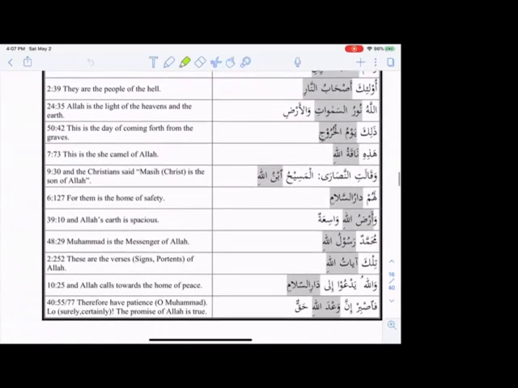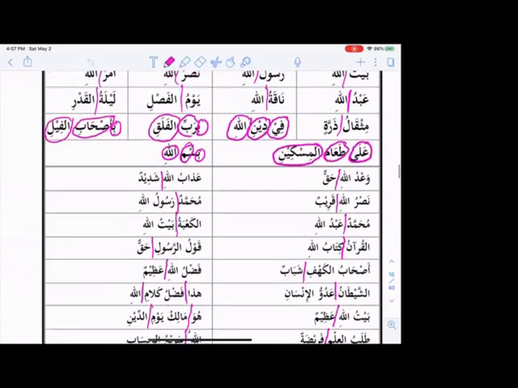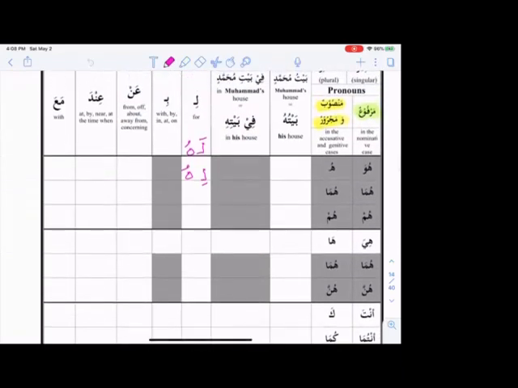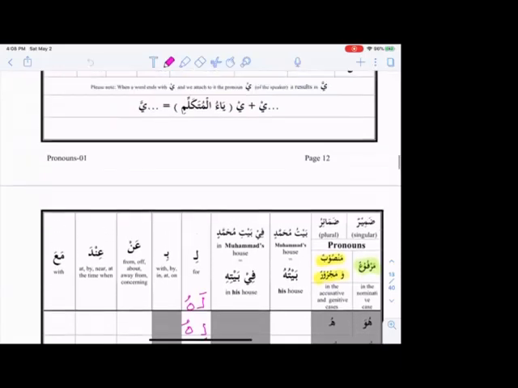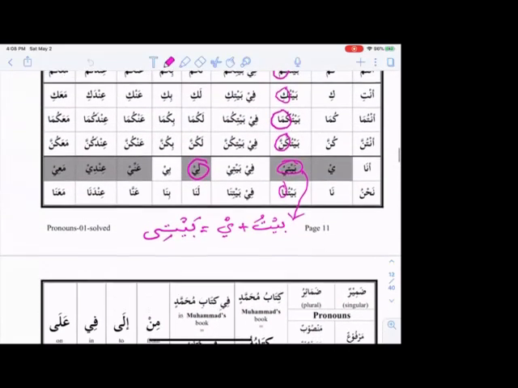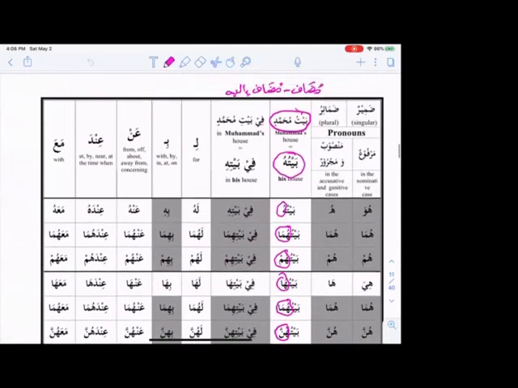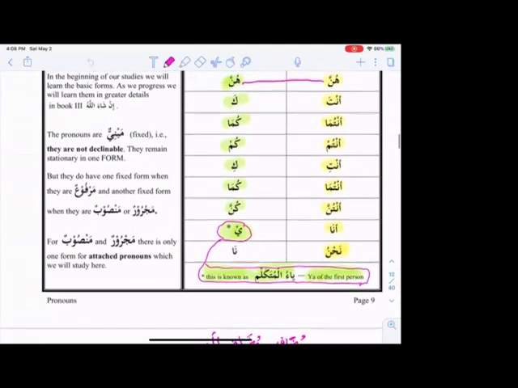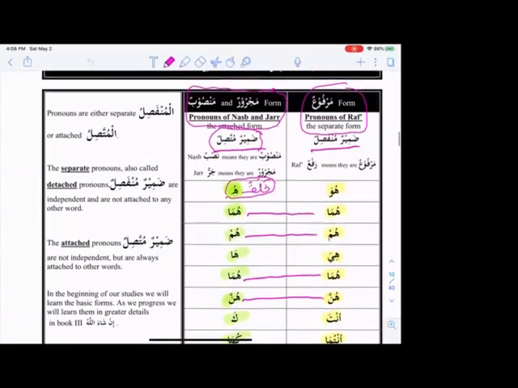pronouns. Damir is singular. What is the plural of damir? Remember, damair. Damair, okay? So this is where you will see all these things, my brothers and sisters, okay? I always see here, my brothers and sisters.